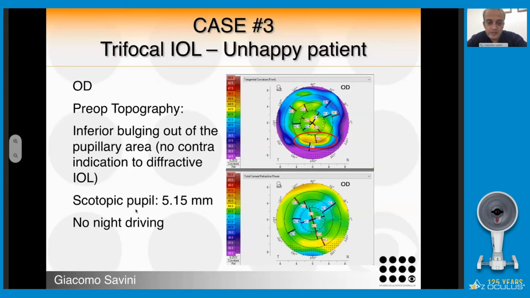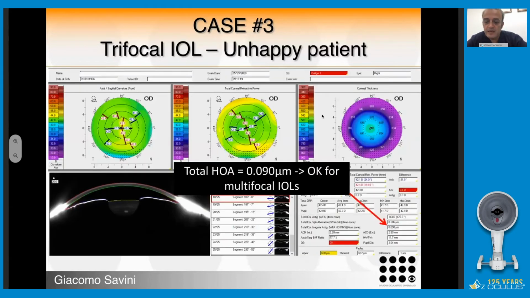So again, here you see that the steepening is out of the pupil, and I was not afraid of a night driving problem because this woman was not driving the car, so not a big problem. Here again, you take a look at the pre-op cataract screening, and you see that total higher order aberration at 4 millimeter was okay, 0.09, so much lower than in the previous patient.